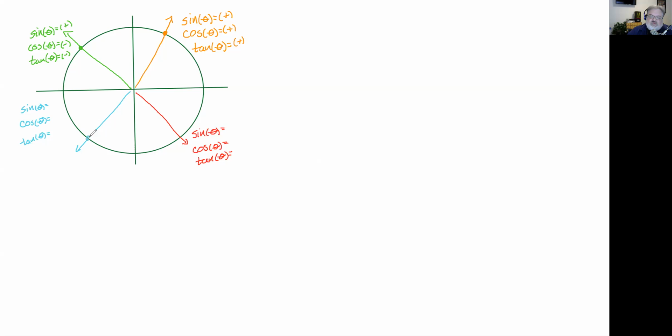So down here, our x and y values will both be negative. So ideally, you're happy with the sine being negative and the cosine being negative. But that does make that tangent positive.